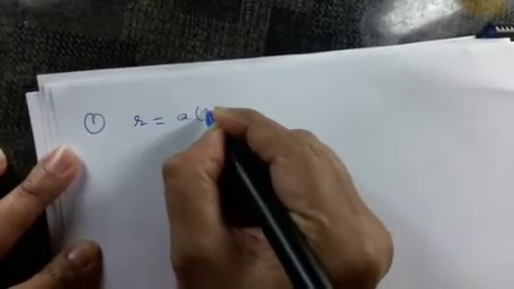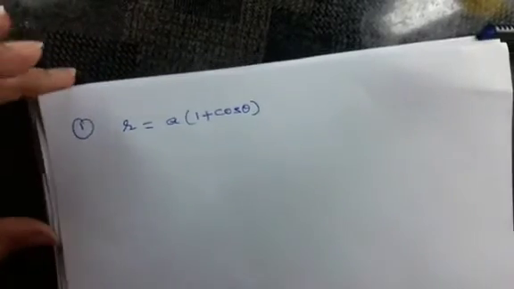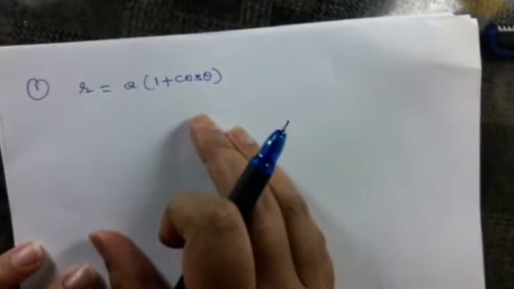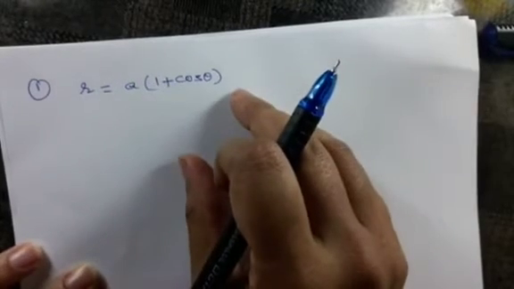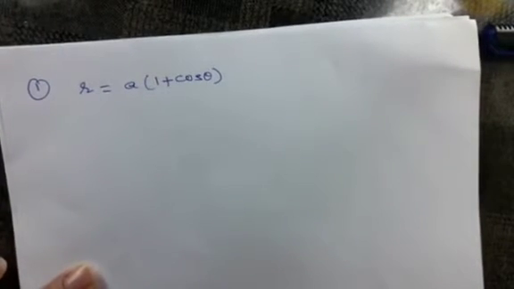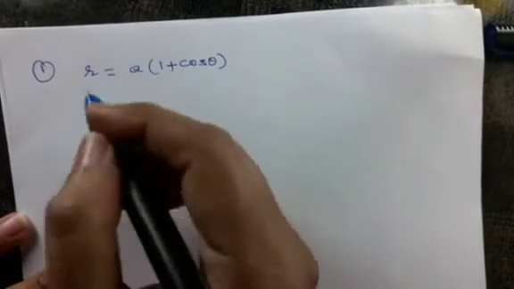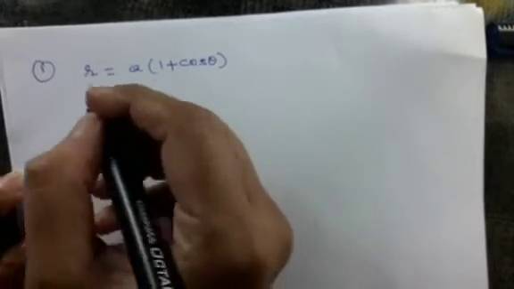Okay, so we will solve this problem. So r is equal to a into 1 plus cos theta, right? It is a polar curve. Always remember, whenever you differentiate a polar curve, take log and differentiate. You can differentiate this directly with respect to theta, but the procedure becomes tedious. Instead of that, if you take log and differentiate, the differentiation becomes easy. So what I will do, I will take log on both the sides and differentiate this with respect to theta.